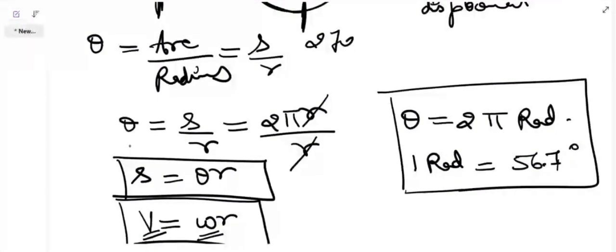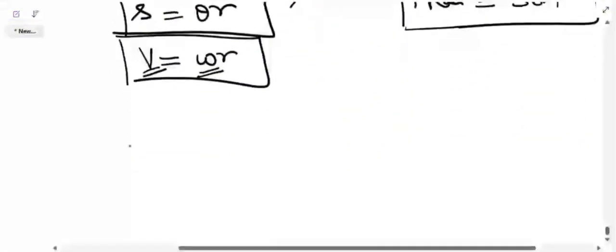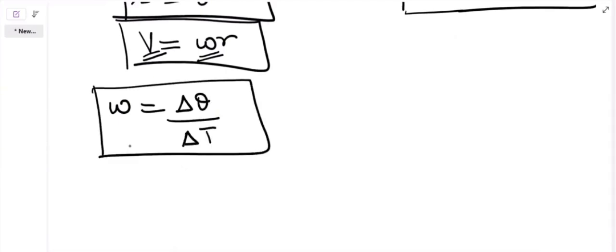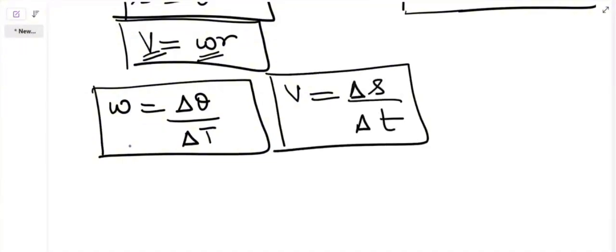So after this, how to calculate omega? Omega you calculate as delta theta over delta t, in a similar way as V equals delta S over delta t. Both of them are the same. Nothing is different. It's just that this is linear and this is angular.